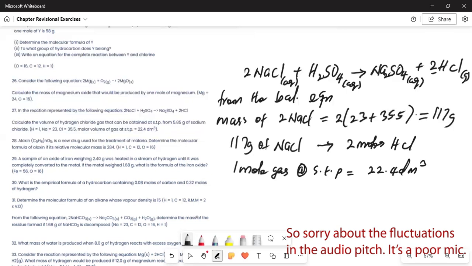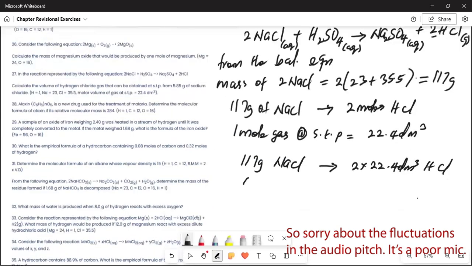Therefore, this 117 grams of sodium chloride, which gives 2 moles of HCl, in essence gives 2 times 22.4 dm cube of HCl. So let's use that: 117 gram NaCl gives us 2 times 22.4 dm cube HCl. Then what would 5.85 gram give?